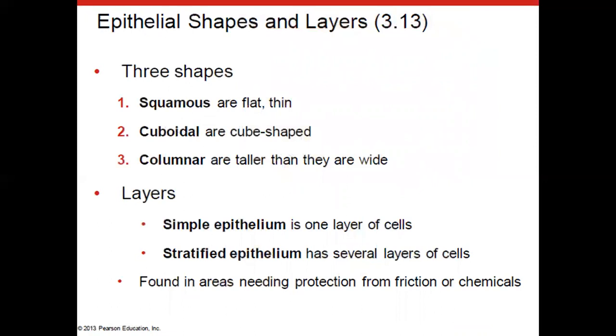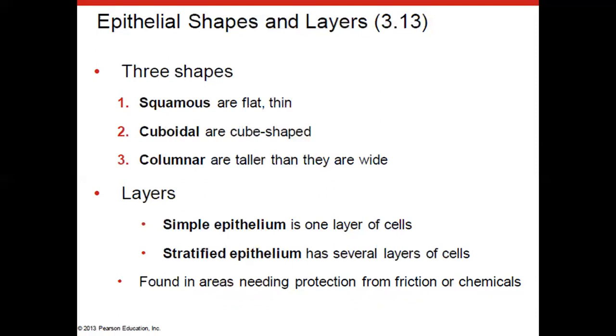There's three shapes and several layers of epithelial tissue. Epithelial tissue is classified by its shape and by the number of layers it has in each tissue. So there's three shapes. One's called a squamous cell, which are flat and thin. One's called a cuboidal cell, which are cubed in shape, so they're square. And columnar, which are tall and thin, taller than they are wide. So there's squamous epithelium, cuboidal epithelium, and columnar epithelium.